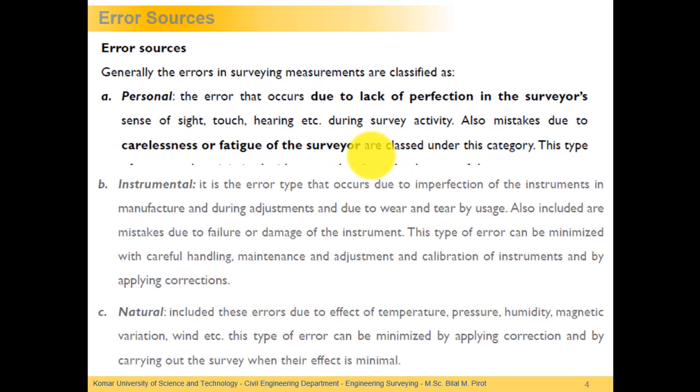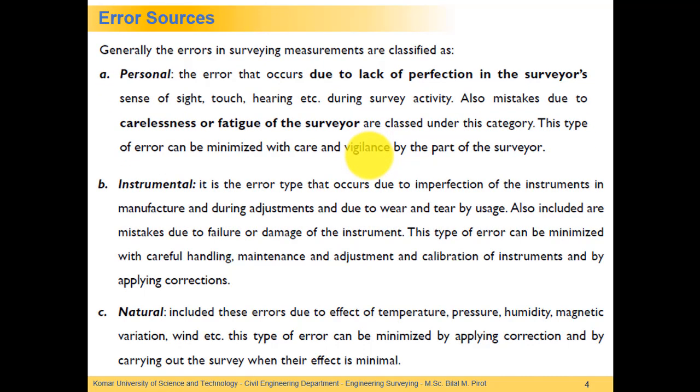We have some sources of errors. The three main sources of errors are personal errors, instrumental errors, and natural errors. What are the personal errors? The personal errors are the errors that occur due to the lack of the perfection of the surveyor's sense of sight, touch, or hearing. For example, if you cannot see perfectly or if you cannot hear perfectly. So in this case, you may read, for example, 65 as 56.